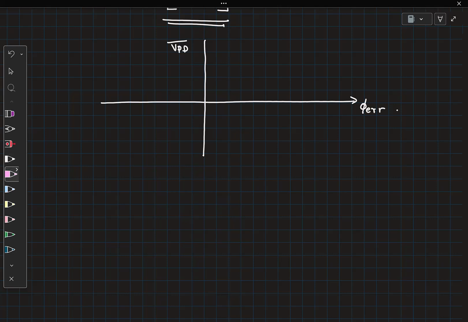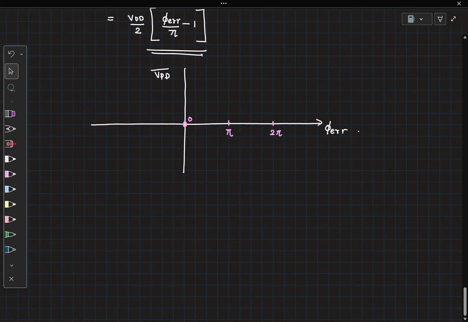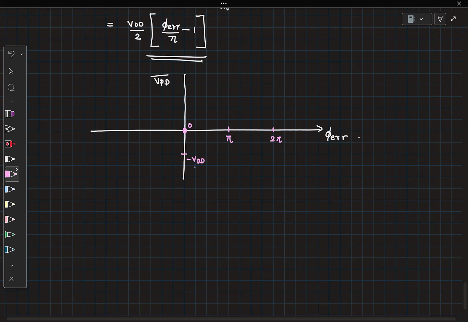So let me quickly sketch this. Let's say 0, pi and 2 pi. How does the waveform look like? When phase error equal to 0, what is the expression we have? So you get, it goes from minus VDD by 2 till when phase error equal to 2 pi, where do you get the value? This will go till VDD by 2. So you get a result that looks like this.